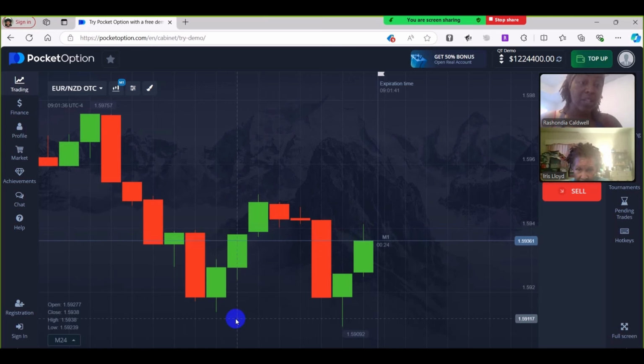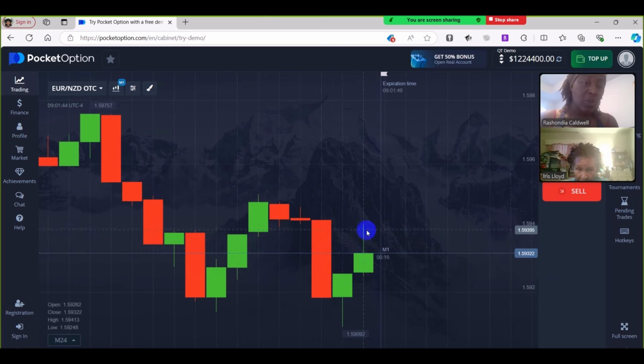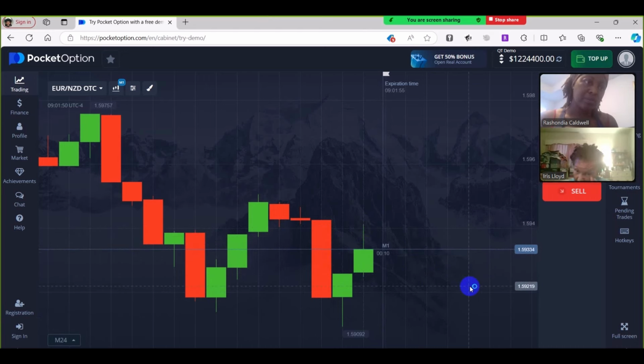You see how it came all the way up here and now it's dropping back down? That created the wick. The wick is just saying, hey, I came up here, I didn't like that, now I'm coming back down. You see that? It's like it's trying to find its place.